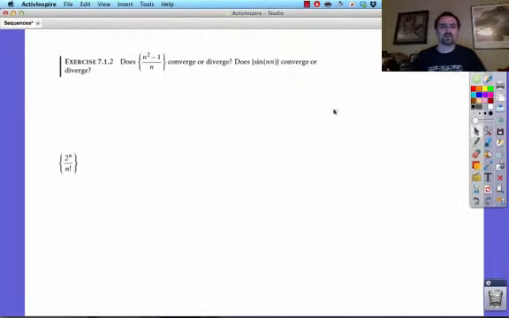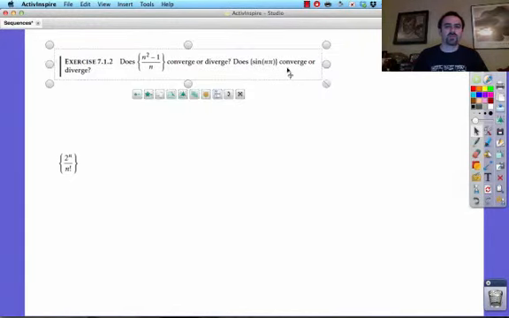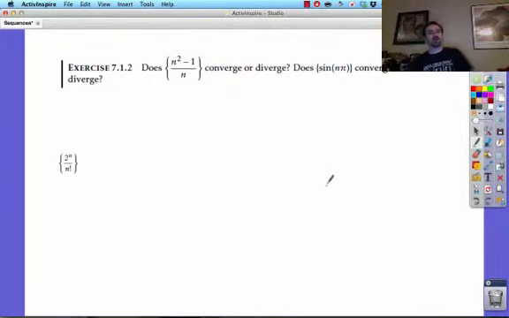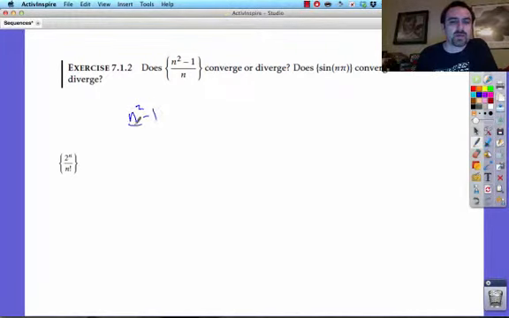Okay, let's take a look at this. Notice the question here. Oftentimes the most important question is not what is the limit, but does it have a limit? That's often the more important part. So does n squared minus 1 over n converge or diverge? Well, what's going to happen here if we start choosing large values for n? Let's start with 10. 100 minus 1 over 10.